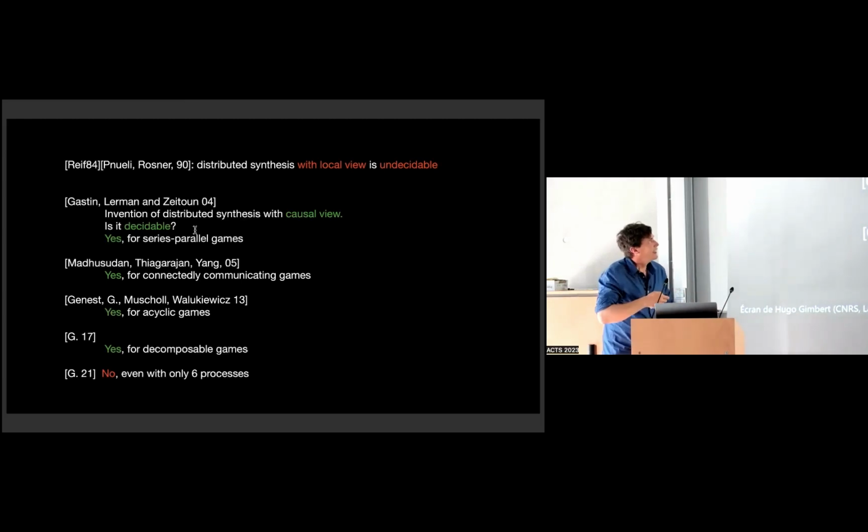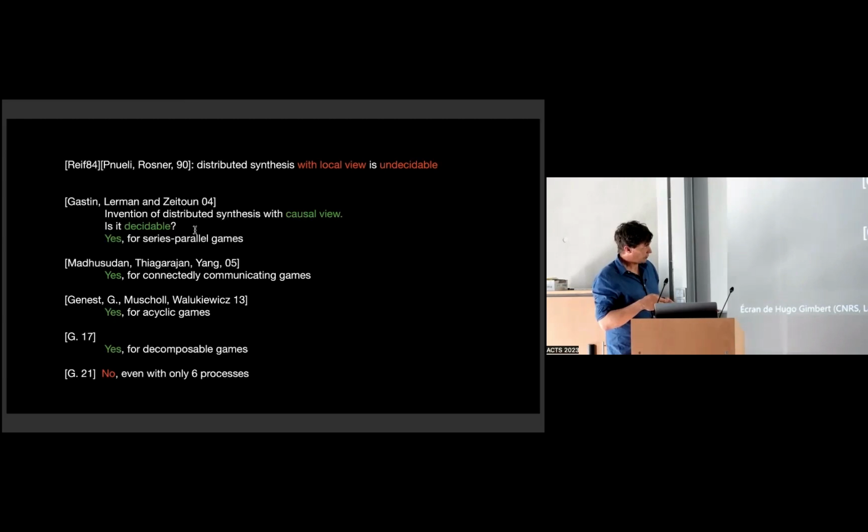And very inspiring. And then there was a series. I think people were interested in this question, decidability of synthesis with causal view, because there was a result of Madhusudan, Thiagarajan, and Yang. It was actually about logic. I will not speak a lot about logic in this talk, but their result about logic implied that distributed synthesis was decidable for another class, connectedly communicating games. Okay? And then we worked with Blaise, Anka, and Igor, and we proved that the answer was yes also for another subclass, acyclic games.